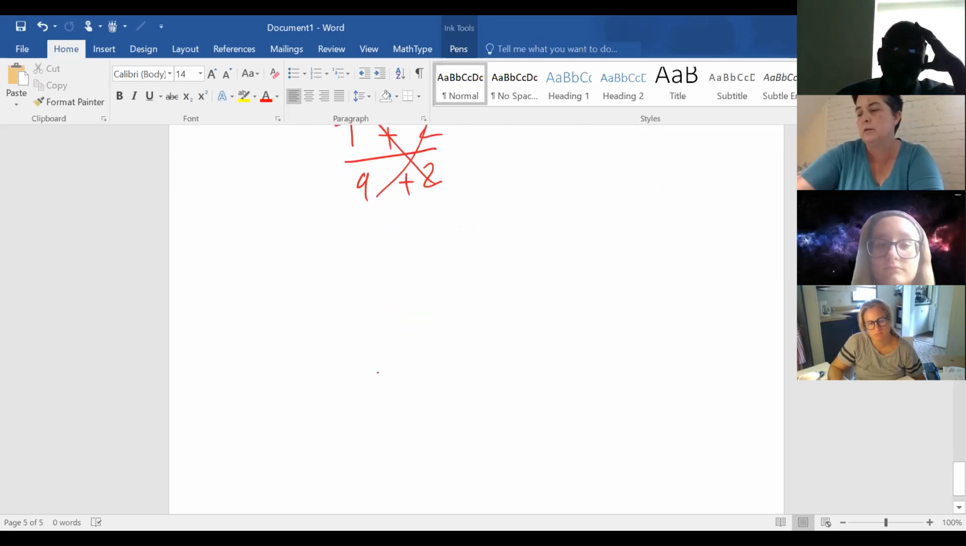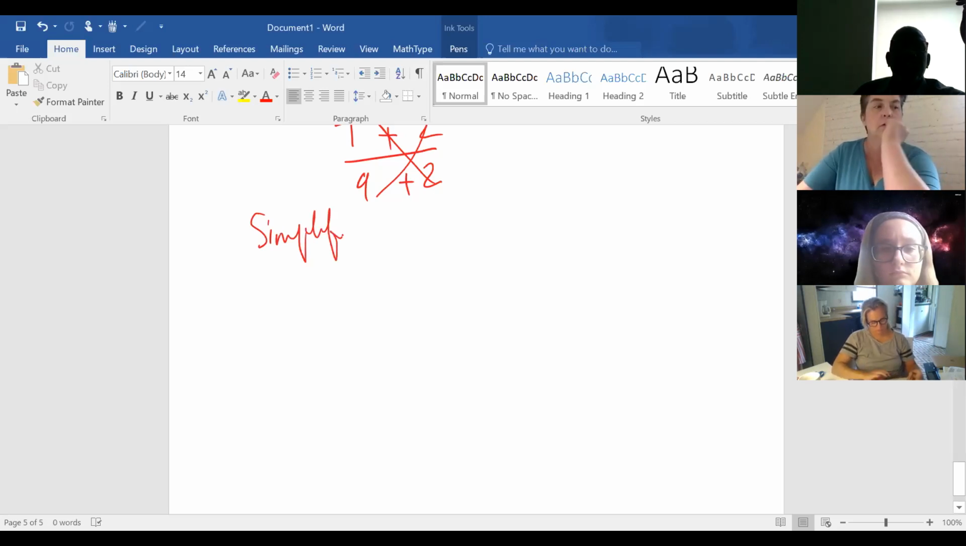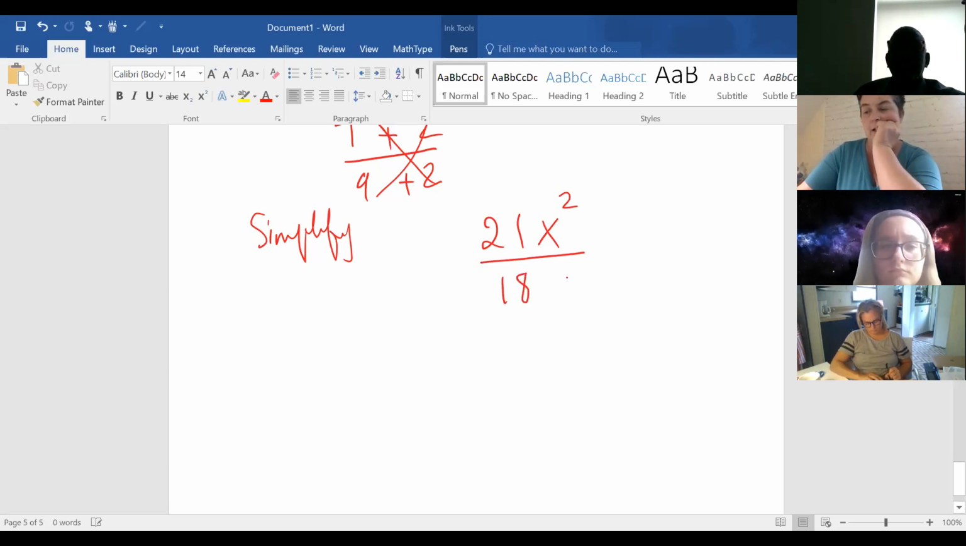Okay, so now we're going to see the first examples before the end of the class. 21x squared divided by 18x. How to simplify that? Simplify 21x squared divided by 18x.